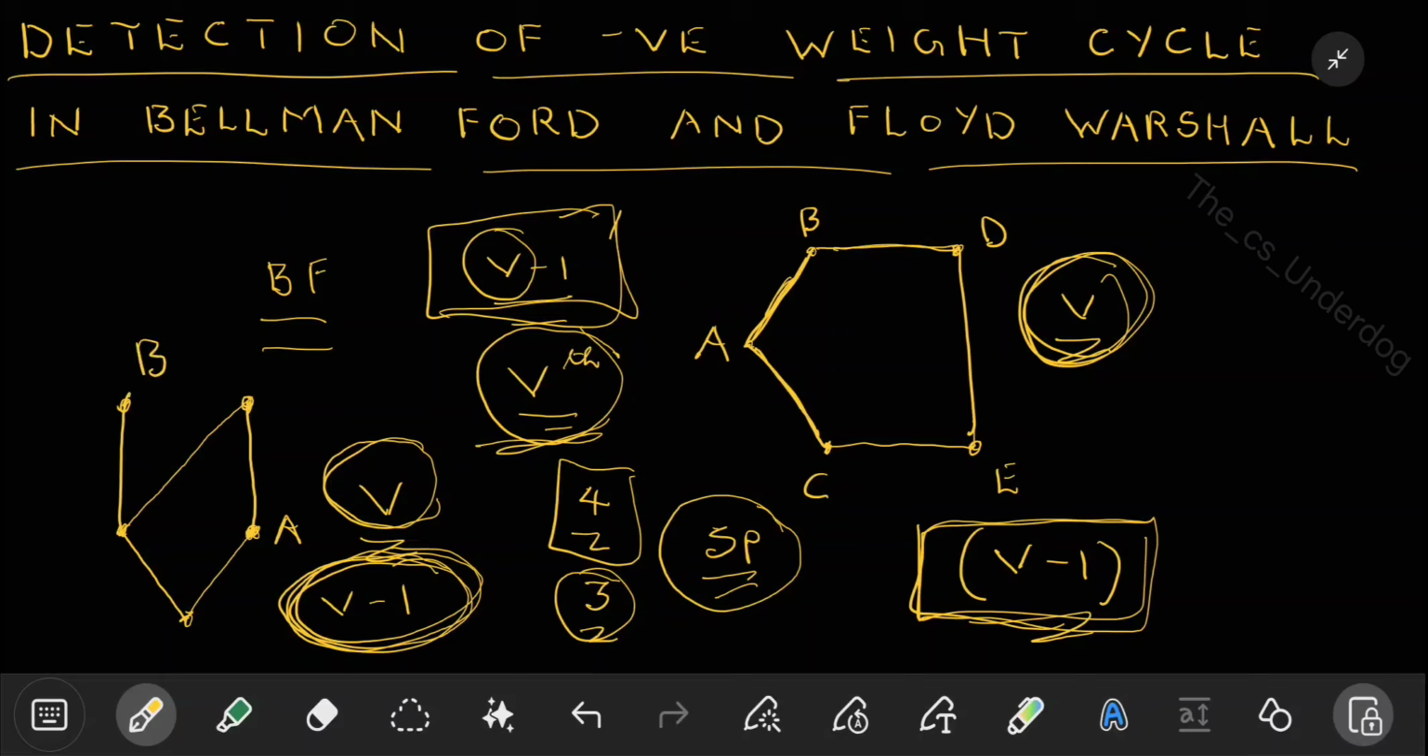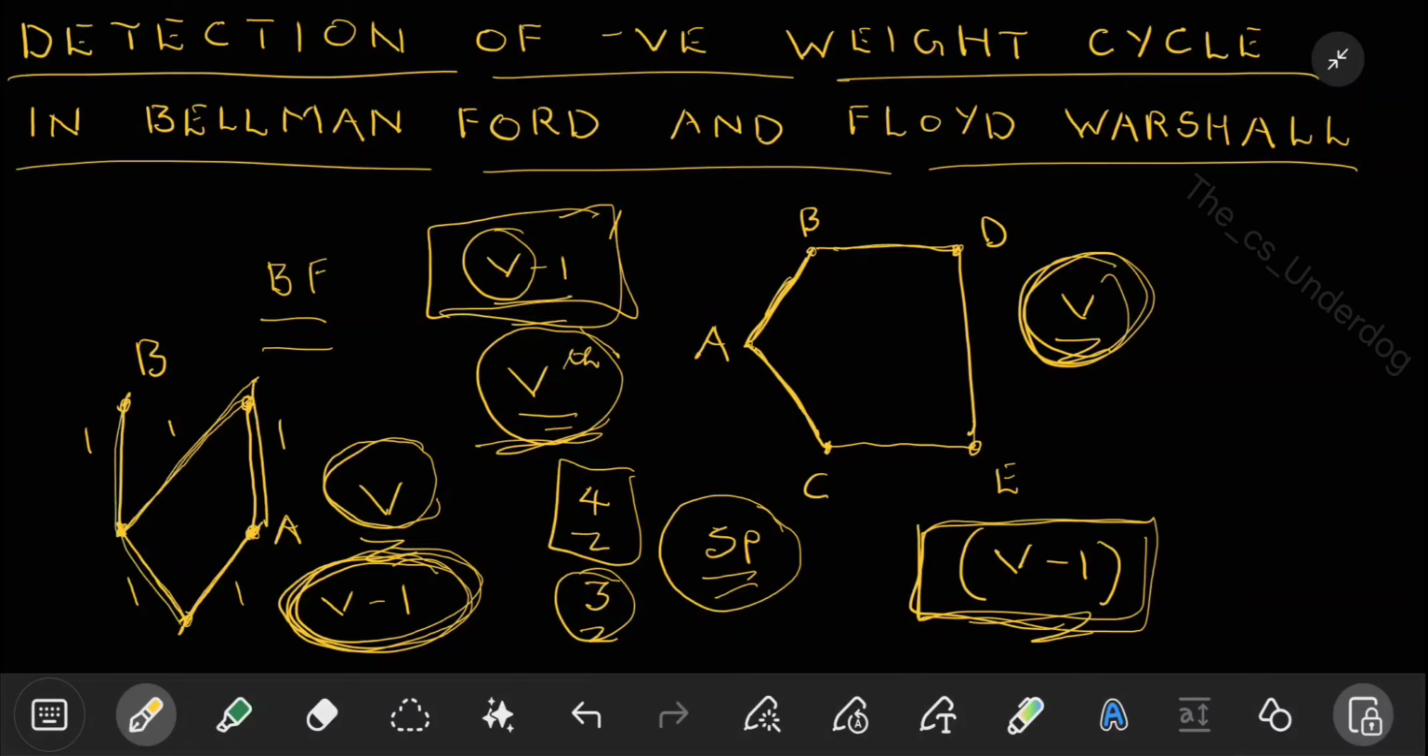If I want to go from A to B, ideally I can go like this: 1, 2, 3. In 3 steps I will reach B. Let us say the weights of all these edges are 1. I can actually reach like this, from here, here, here, I'll reach B. But if I'm taking this cycle, I'm coming here, then here, then here, like this.